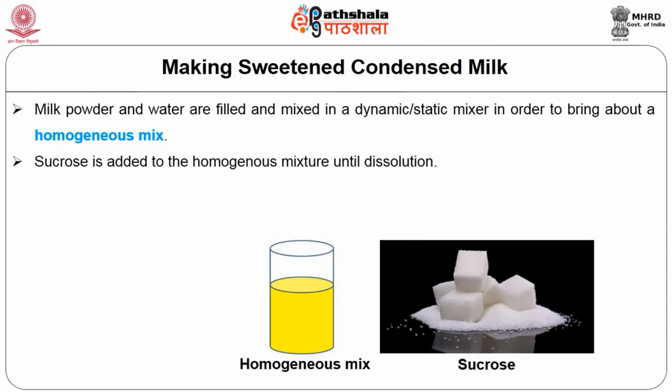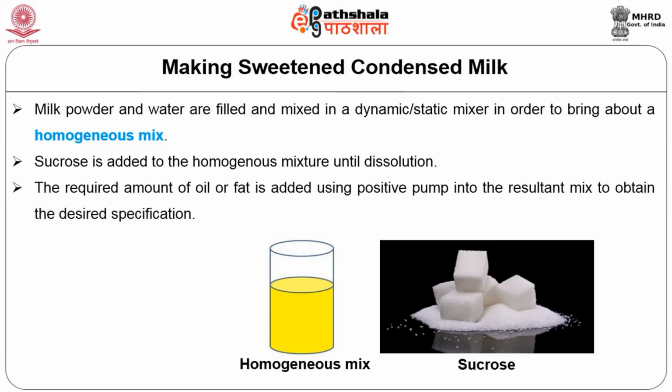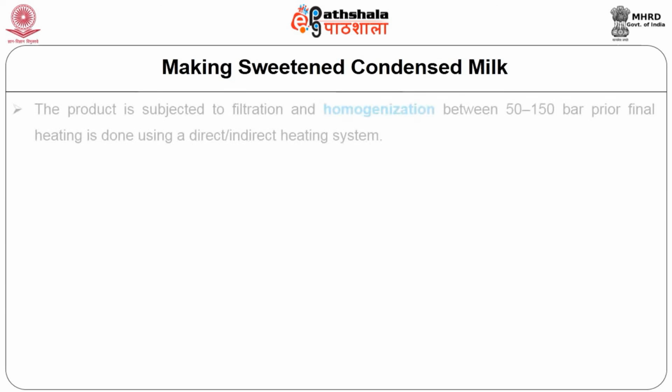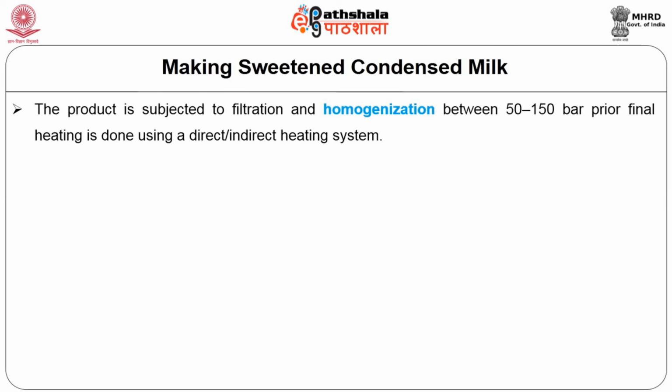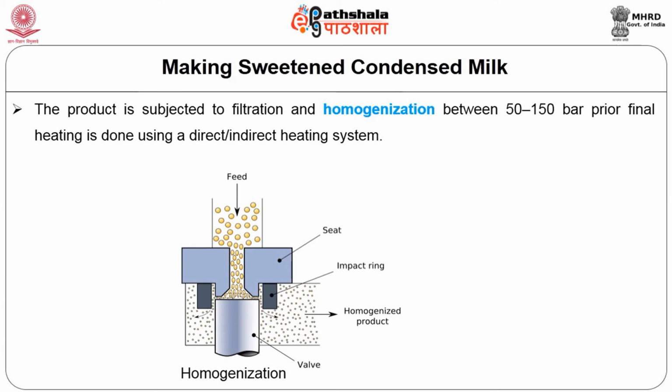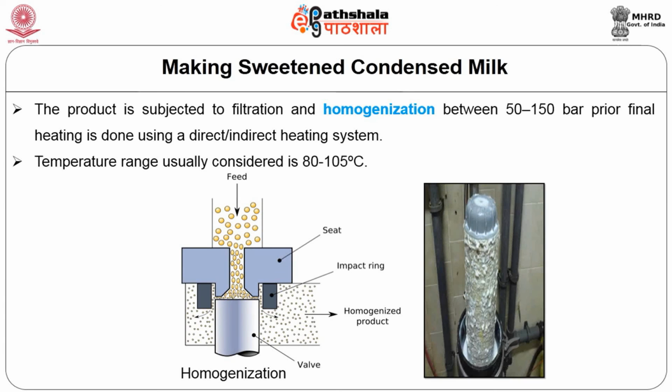Then the sucrose is added according to the requirement. Then according to the specification, the required amount of fat or oil is added into the mix using a positive pump. The preheated mass is then filtered and homogenized between 50 to 150 bar prior to final heating. The final heating is done using a direct or indirect heating system at a temperature of 80 to 105 degrees centigrade.